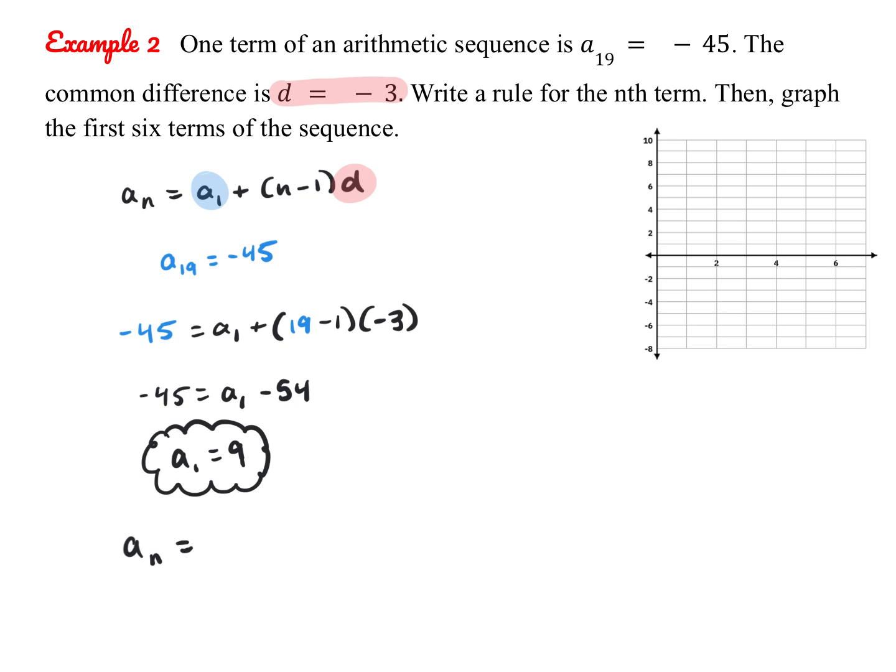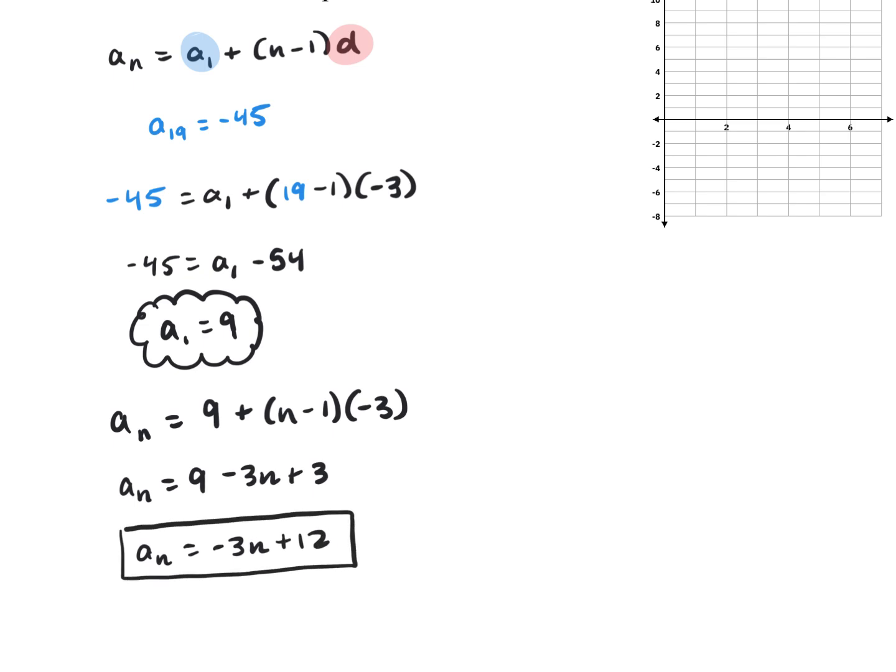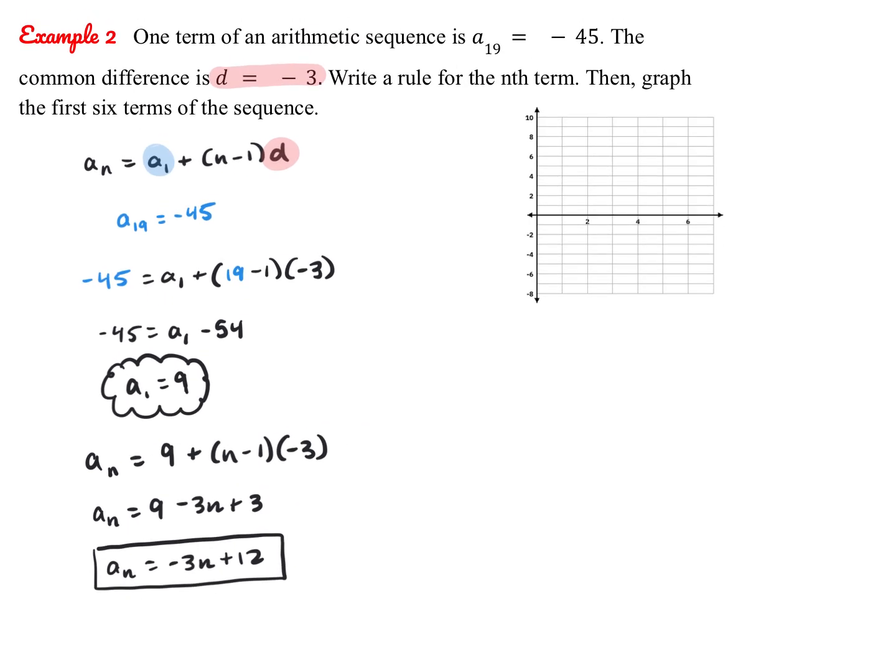So a sub n equals a sub 1, which is 9, plus n minus 1 times negative 3. And then we're just going to distribute and combine like terms. So do minus 3n plus 3. So a sub n is negative 3n plus 12. And then they would like us to graph the first 6 terms.